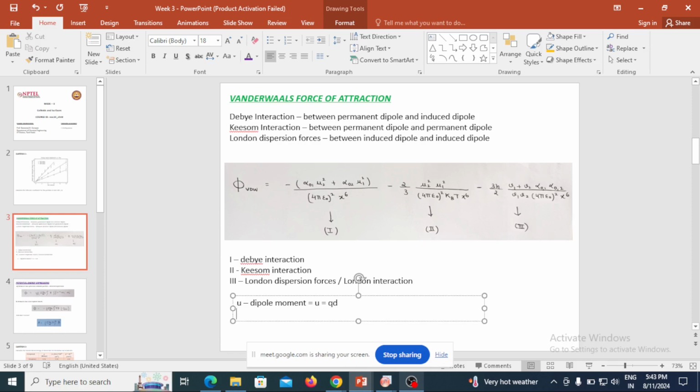And then next, in this expression we have something called alpha. So alpha is nothing but the polarizability. What do you mean by polarizability? It is basically the ability to induce a dipole moment in a molecule.